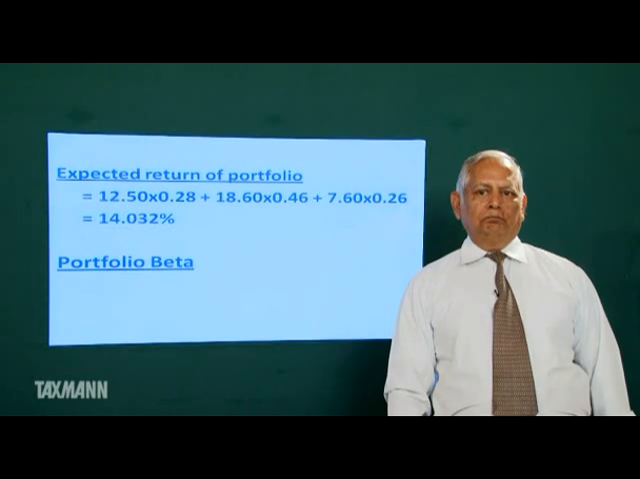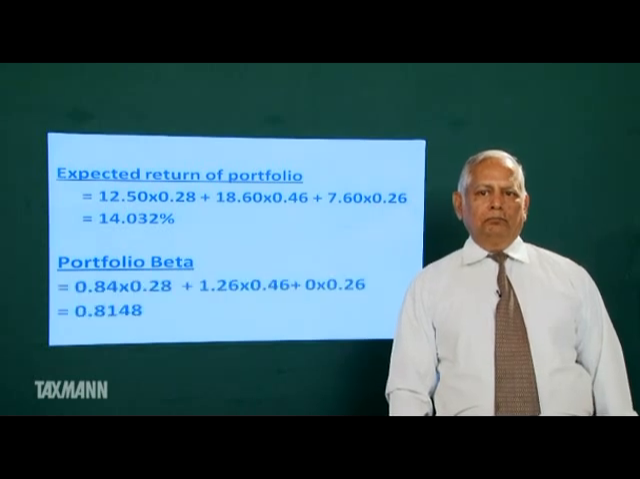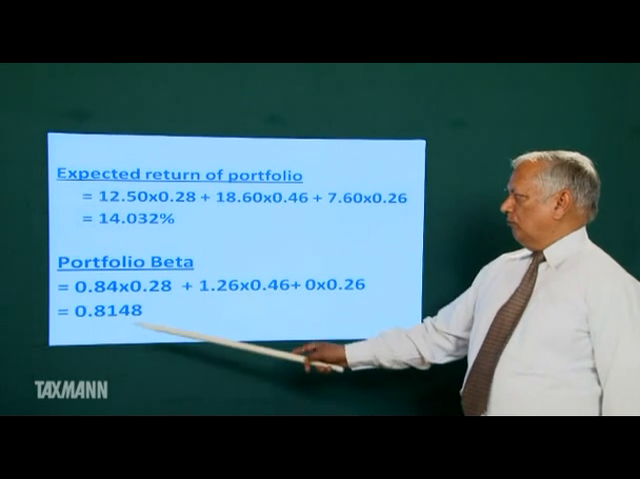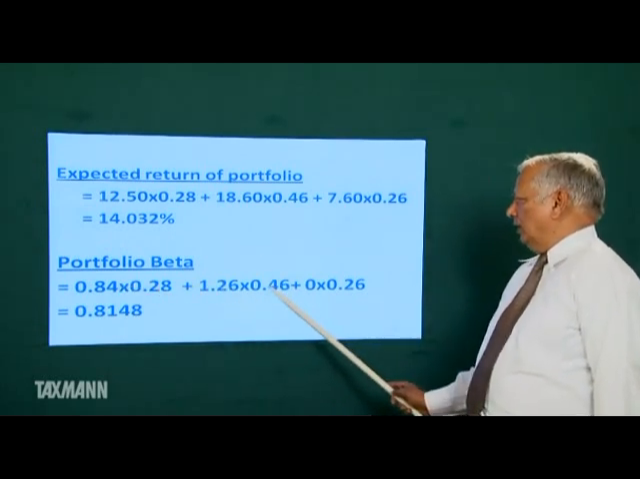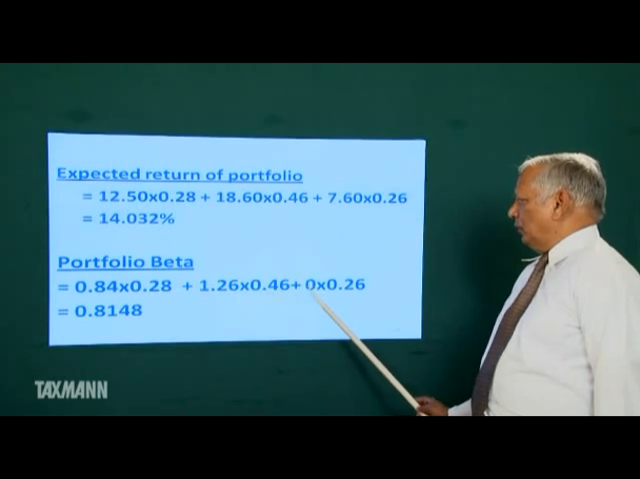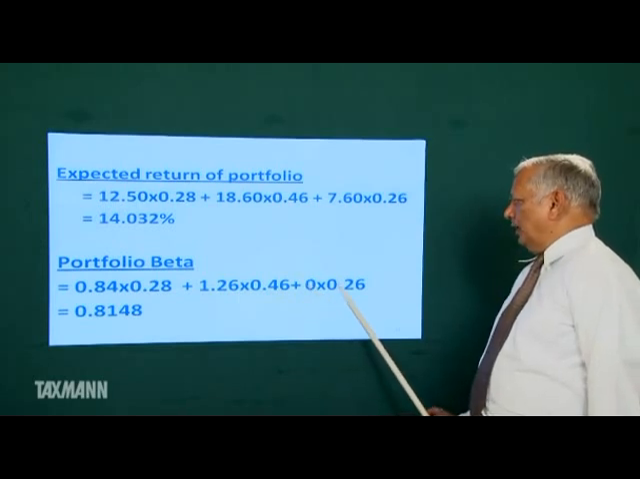Portfolio beta. We are given beta of A, its weight, beta of B, its weight, beta of C. C is a risk free security, so its beta is 0, its weight.